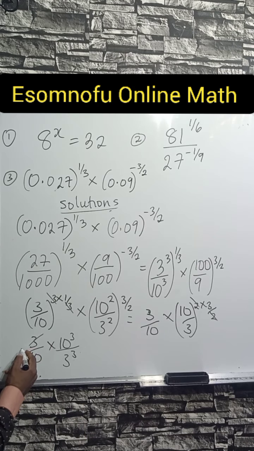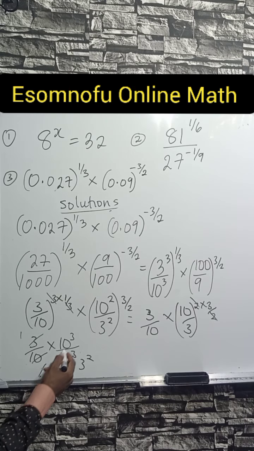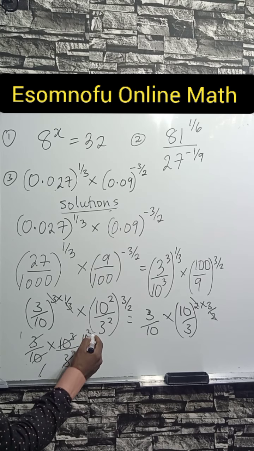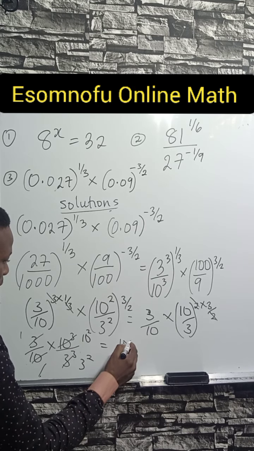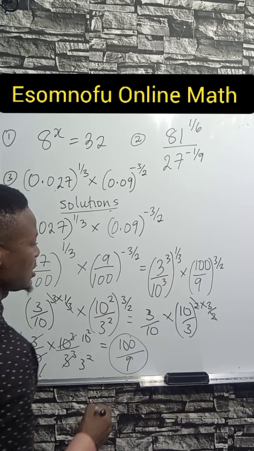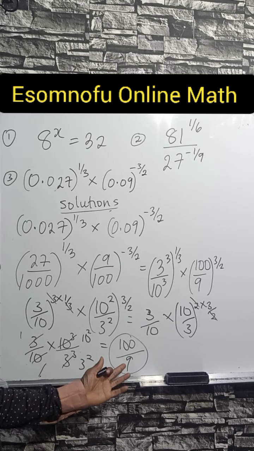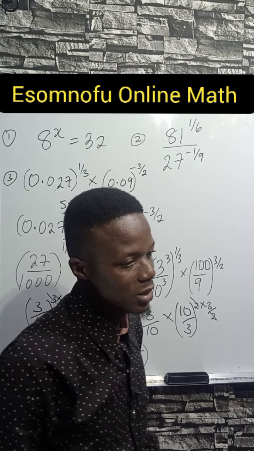Coming here, this cancels out, it is 1. This cancels out, we have 3 power 2. This cancels out, it is 1. This cancels out, we have 10 power 2. So 10 power 2 is 100 over 3 power 2, which is 9. So you can leave your answer in improper fraction or mixed fraction, or you can just divide 100 by 9, which I get 11 point something as the answer.